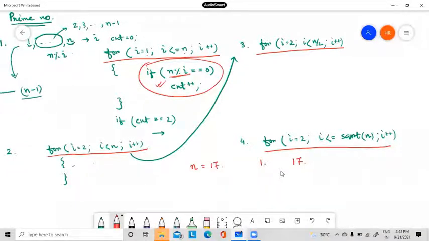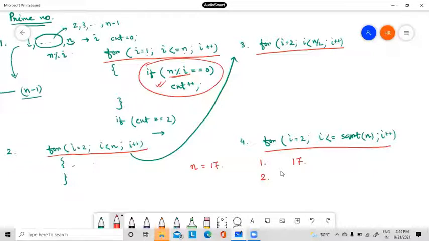Clear? Now move to the second solution. For the second solution, since I have considered that it will not be divisible by 2 to n minus 1, it means I have already reduced the time or repetition by the value 2.